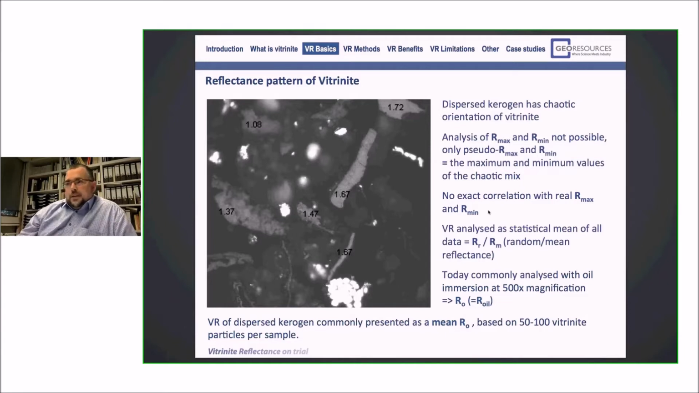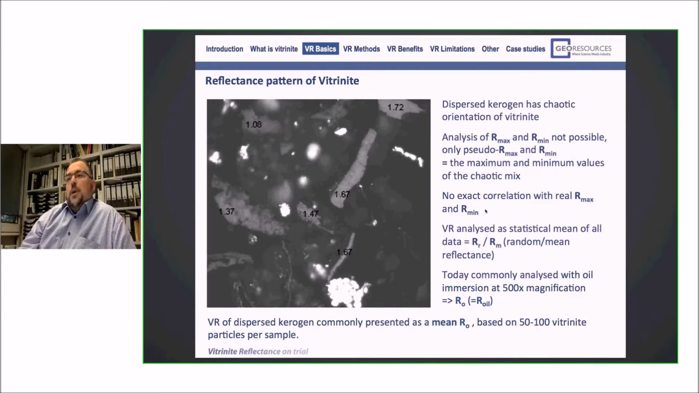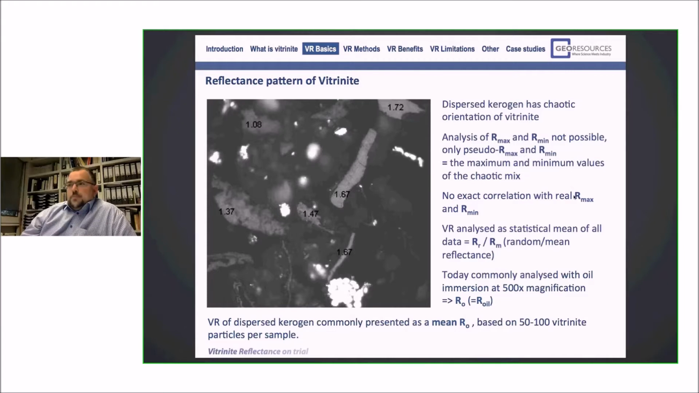So if you have measured Rmax and Rmin in a coal and you have perfect correlation with the coal and the maturation, it's impossible to make an exact correlation to the Rmax and Rmin in dispersed kerogen, because you never know if your pseudo Rmax and Rmin is really the same as the real Rmax and Rmin in the coals analyzed.